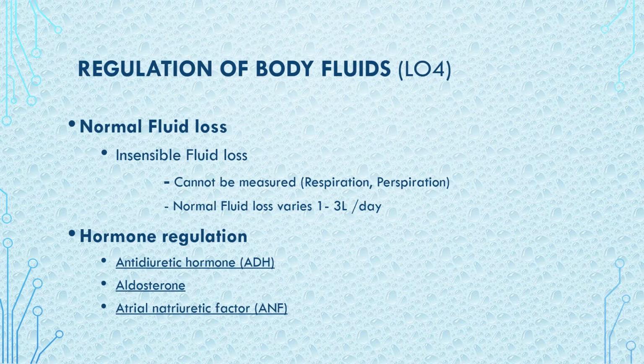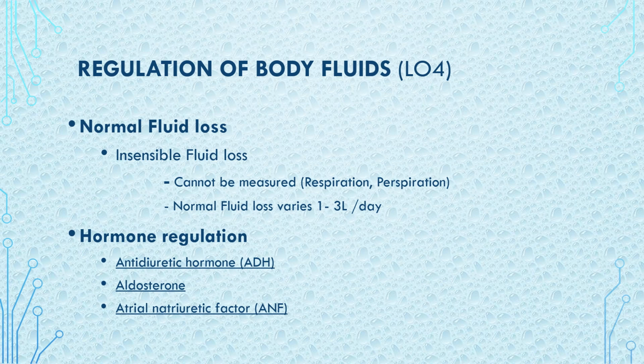So continue on with how the body fluids are regulated. Normal fluid losses: the most obvious way in which the body loses fluid is through elimination of urine and feces. Fluid lost through urine is controlled by the antidiuretic hormone, which is vasopressin, and aldosterone. Then there is insensible fluid loss, which cannot be directly measured, such as fluid lost during respiration and perspiration.